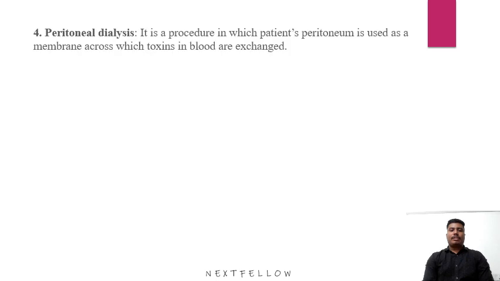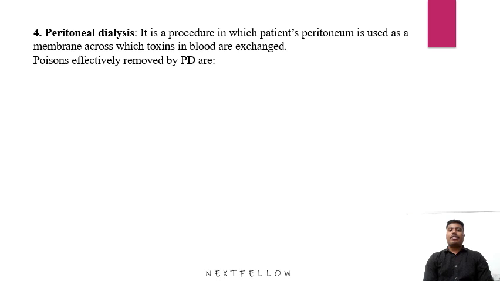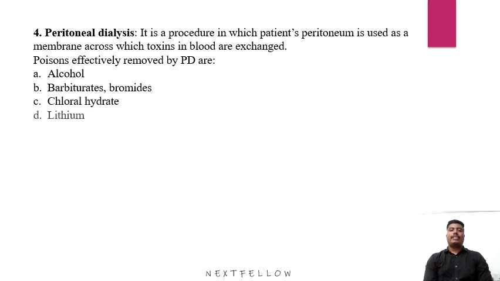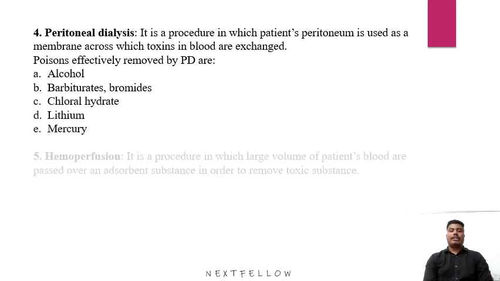The fourth step is peritoneal dialysis. It is a procedure in which the patient's peritoneum is used as a membrane across which toxins in blood are exchanged. Poisons effectively removed by peritoneal dialysis are alcohol, barbiturates, bromides, chloral hydrate, lithium, and mercury.